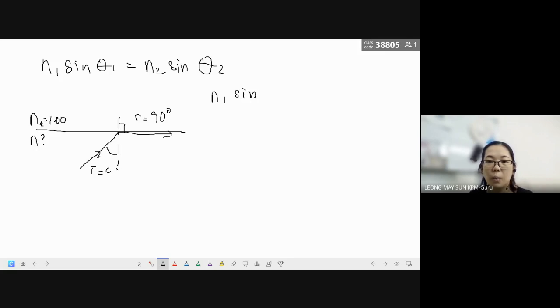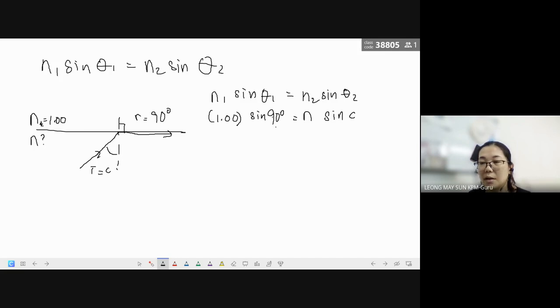Okay, so N1 sine theta 1, which is here, the top region, equals N2 sine theta 2. So N1 is a value of 1.00. Sine theta 1 is sine 90 degrees. N2 is our unknown medium. Sine theta 2, theta 2 is actually the critical angle, so that's sine C. So 1 times sine 90 degrees, sine 90 degrees is actually 1. So 1 times 1 is still 1. So this is 1 equals n sine C.